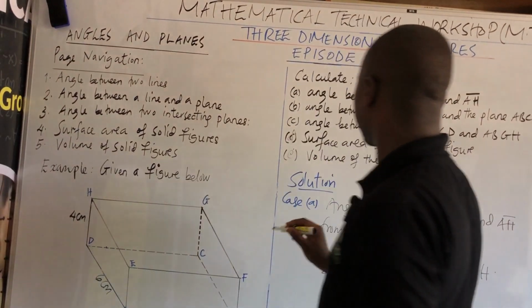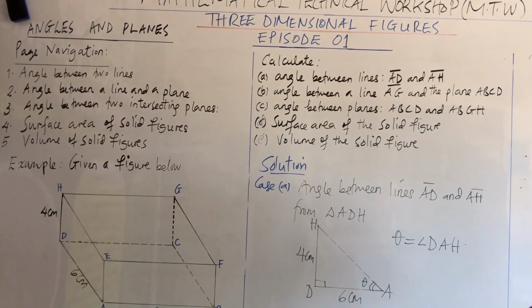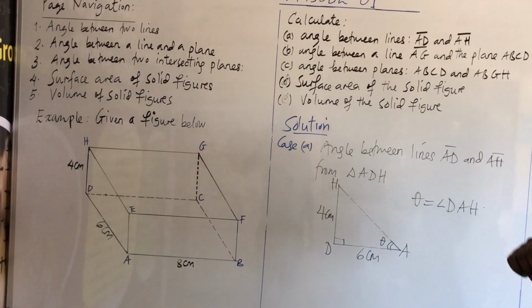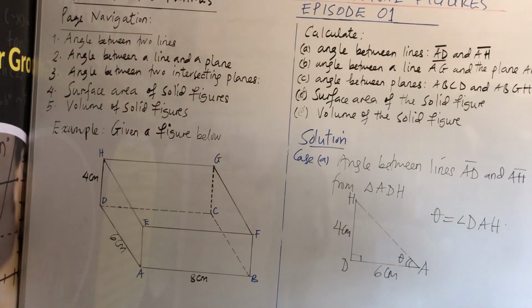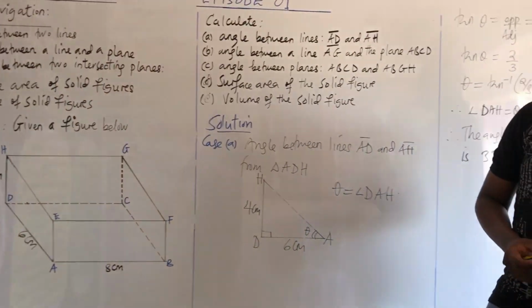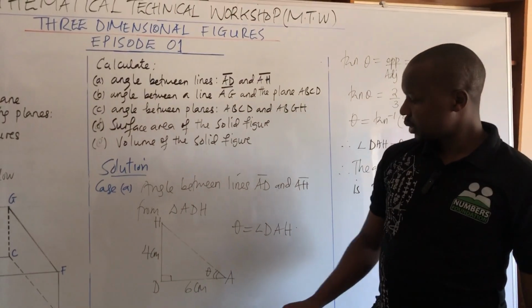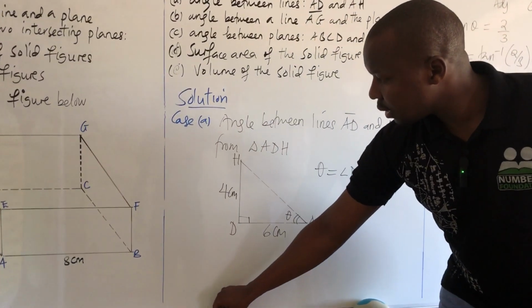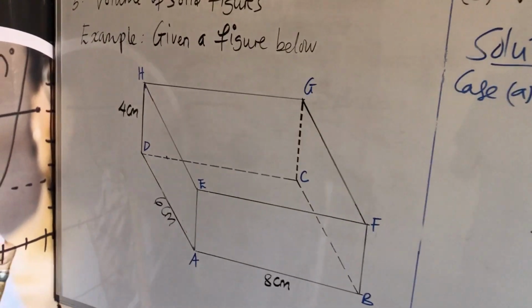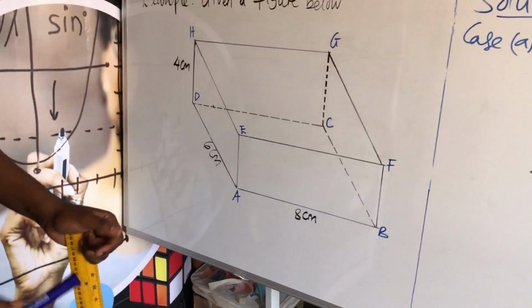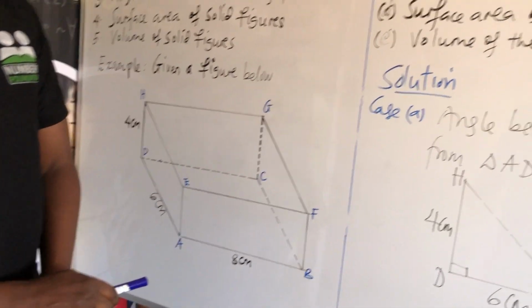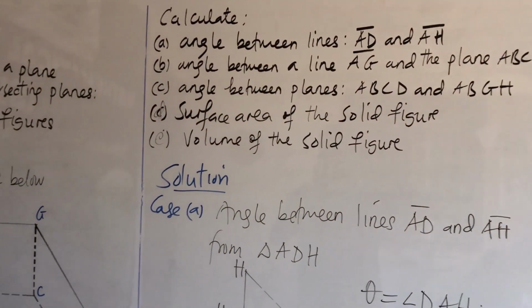We are told to find the surface area of the solid figure, and in the last case, we are told to find the volume of the solid figure. Now, starting with case A, the angle between lines AD and AH. Here, you need to go back to your figure, the rectangular prism. The angle between two lines means the angle that is formed at the point of intersection of those two lines.